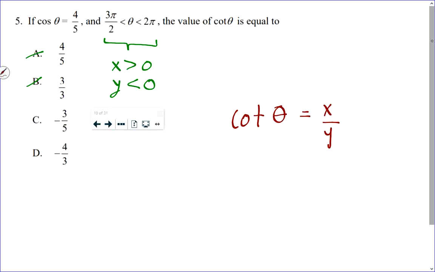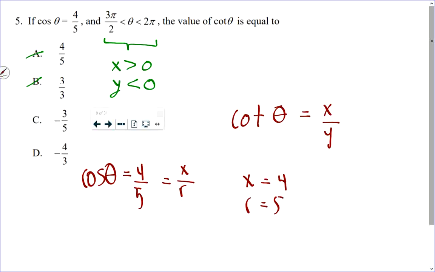Now, cosine of theta, and again, I would describe this as a classic kind of question. You're given one trigonometric ratio, you're told about where the angle is in some way, and asked to find the other. Cos of theta is x over r, which means we can say that x is 4 and r is 5.